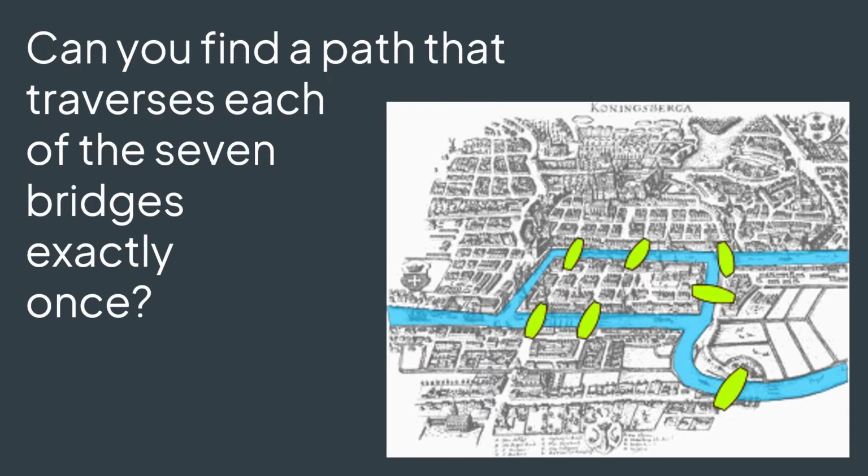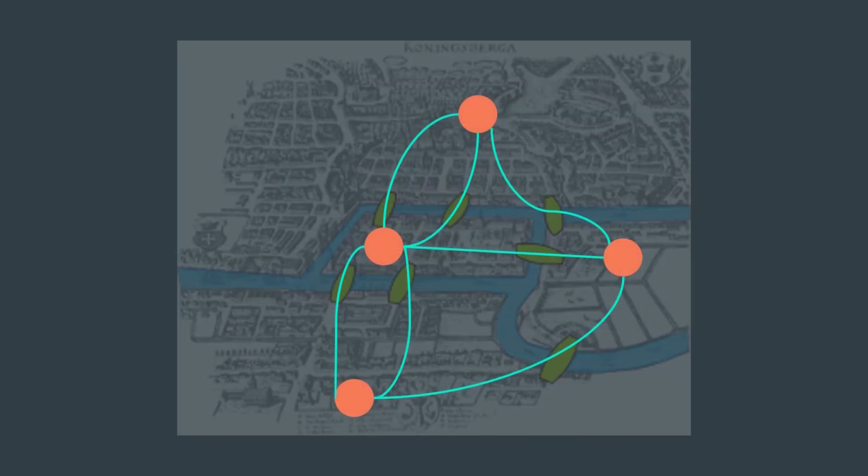Did you find one? I don't think so, because it's proven that such a path doesn't exist. But why? First of all, we can represent this map with a graph, where a vertex represents a region and an edge represents a bridge that connects 2 regions. And this graph has some properties that show that the path we're searching for doesn't exist. We will talk about that more in detail in the chapter about paths.